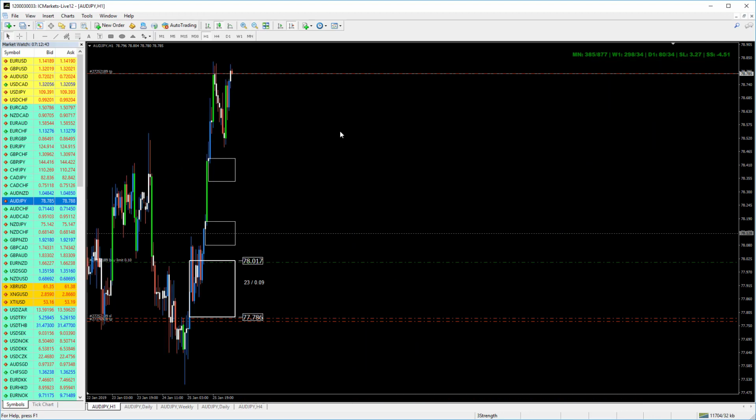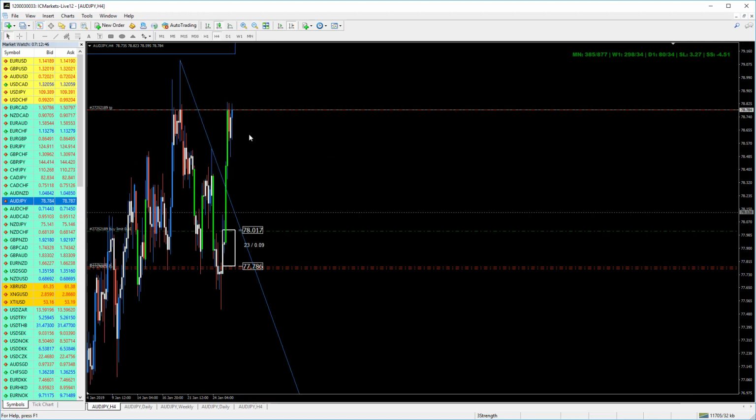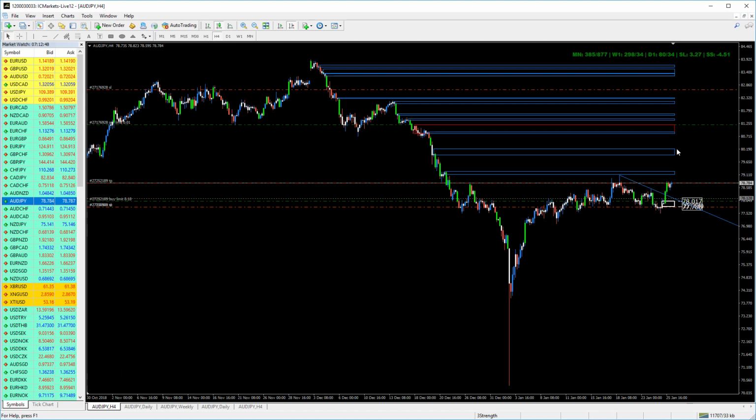Alright, so let's see where we want to put our targets. We go to opposing supply. This has been tested, so I think I'm comfortable putting it at the highs here. Yeah, we'll see how that gets on.